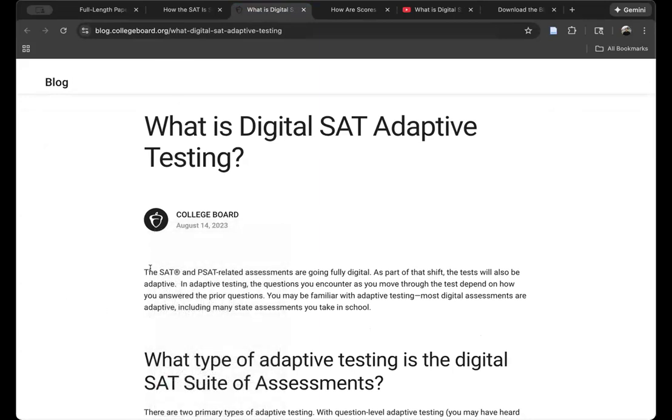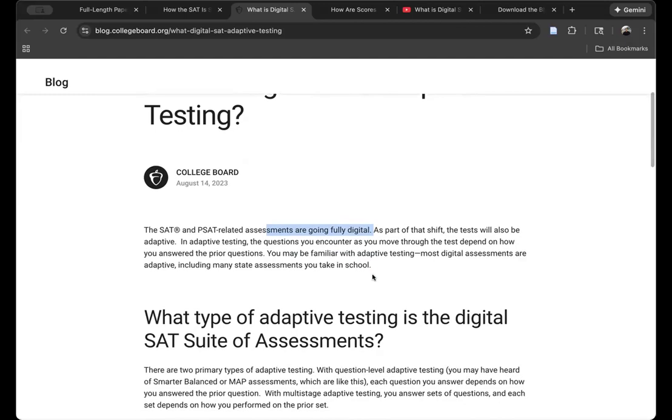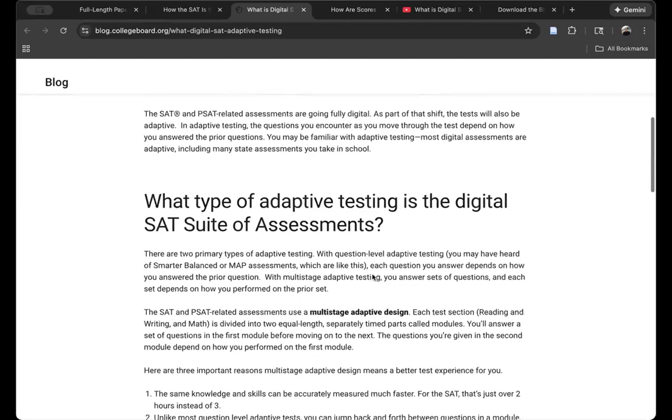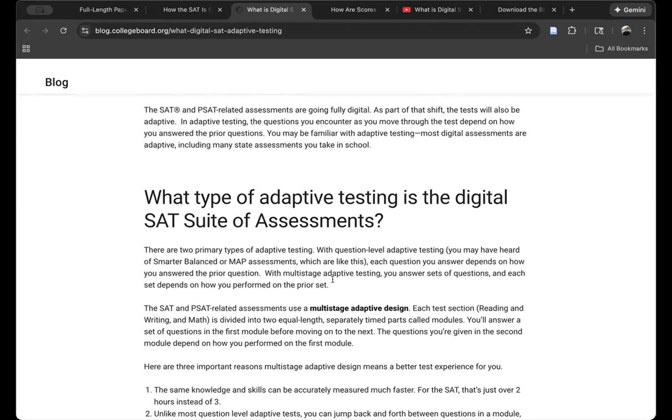So the idea is the assessments are now digital. Before they used to be Scantrons on paper. My SAT that I took was on paper. My PSAT that I took was also on paper. Now all the testing is digital. What that means is the test responds to you.